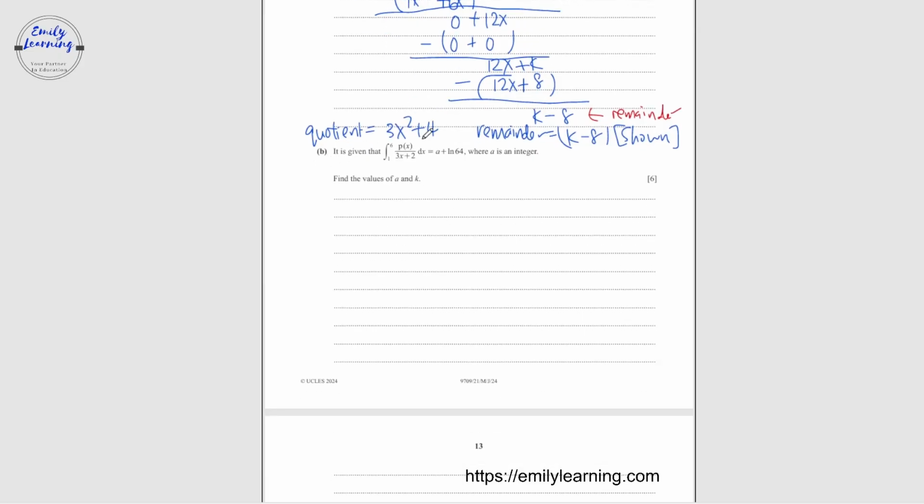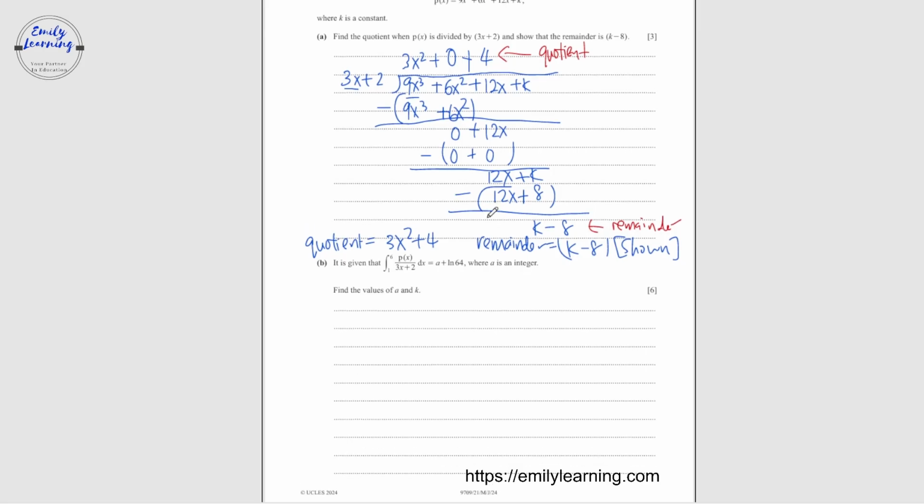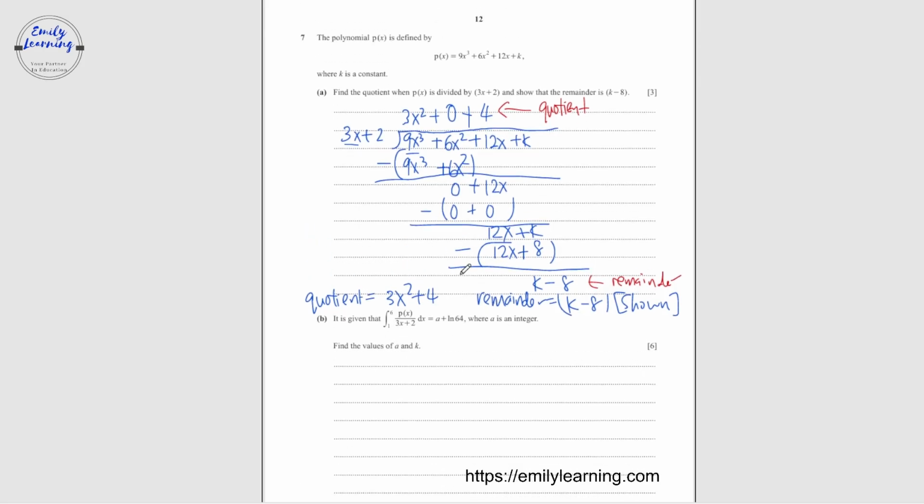Next, it is given that the integration of px over 3x plus 2 dx, from 1 to 6, is a plus ln 64, where a is an integer. Find the values of a and k. So we are asked to integrate this px over 3x plus 2 dx, which is equal to a plus ln 64.